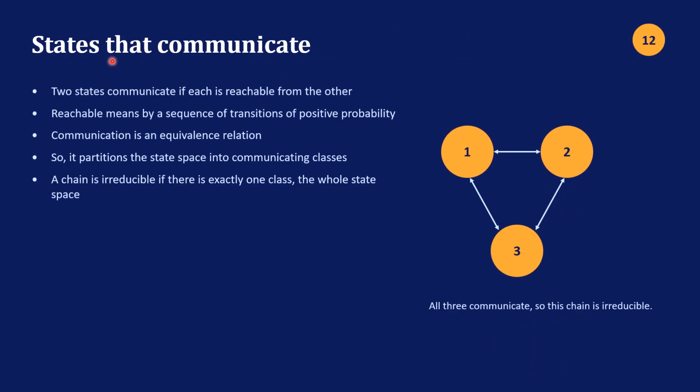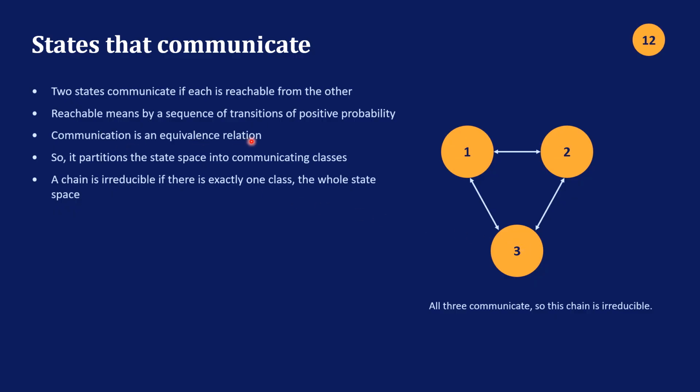Then we have another concept here called communicate. And that's pretty simple. It just says two states can communicate if each is reachable from the other. Reachable means by a sequence of transitions of positive probability. So we have an example here. We can go from 1 to 2. I didn't put in the probabilities on these lines here, but the implication is there's a positive probability of going from 1 to 2, or from 2 to 1, and same for 2 and 3, and 1 and 3. So these states can all communicate with each other. In one step, actually, they can communicate directly.